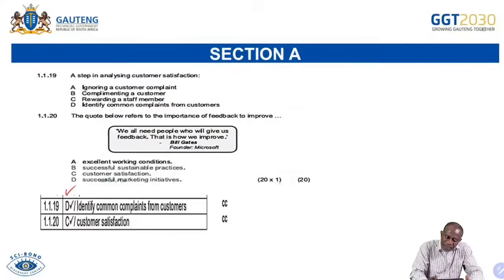And this is the mark allocation: you have 20 questions and each question is worth 1 mark, and the total for question 1.1, which is multiple choice, is always 20 in your tourism question paper.